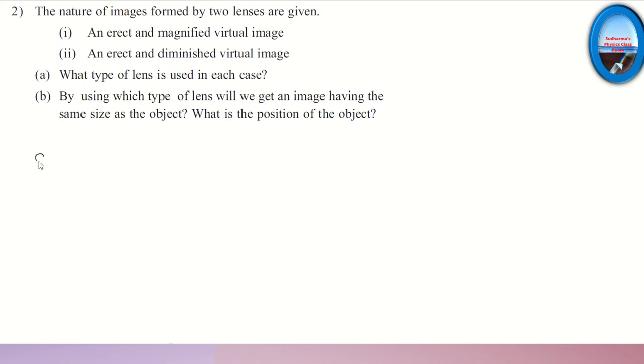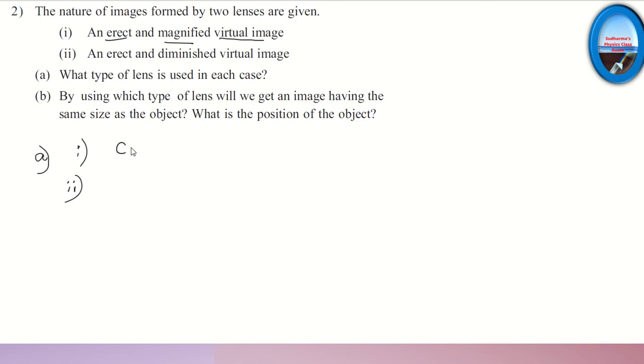So let's answer the first part. There are two situations, 1 and 2. So we have to think now. The nature of images formed by two lenses are given. The first case is an erect and magnified virtual image. Which lens gives you an erect, magnified virtual image?